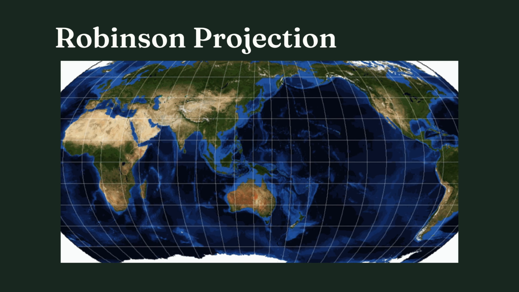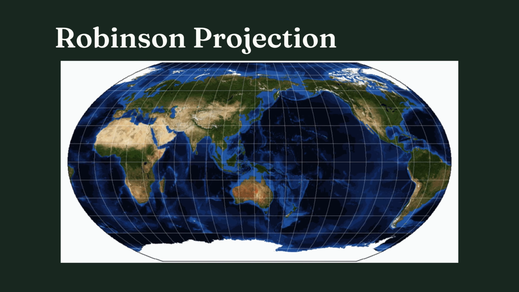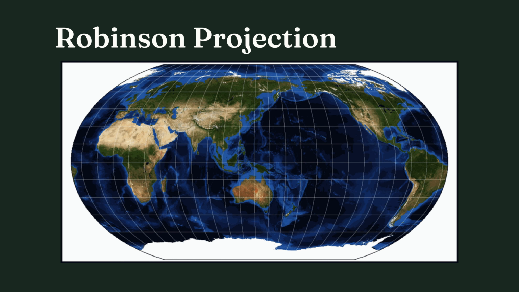The Robinson projection was created in the 1960s by geography professor Arthur Robinson. It's similar to the Mercator projection, but its creator attempted to reduce the amount of distortion shown. Notice how the top and bottom seem to be pinched in. This was an attempt to make it so that places like Antarctica weren't quite so large. It certainly isn't perfect, but it does make the distortion somewhat less severe.